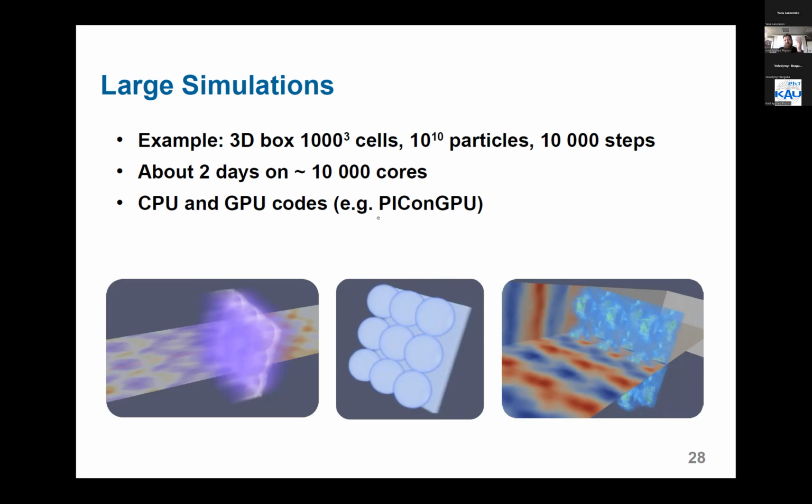This is an older simulation from 2016 or 17, took about 2 days on 10,000 cores. So nowadays, of course, we have faster computers. At Helmholtz Centrum, there's this PIConGPU code, one of the top codes in the world, which also can use, you can guess that from the name, GPU to accelerate those calculations.